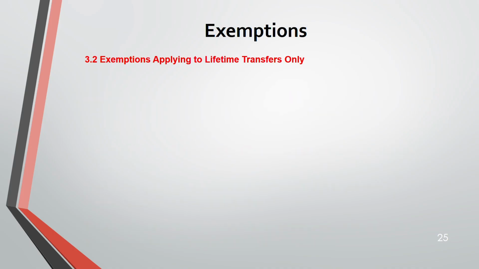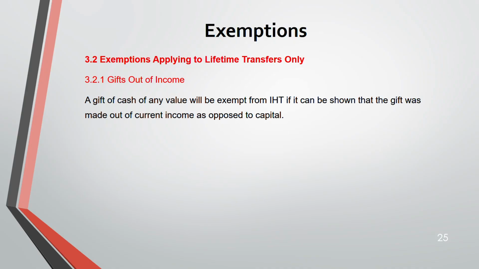Now coming to those exemptions which are applicable only to lifetime transfers, not death. Number one, gifts out of your income. If you are giving cash of any value, it will be exempt from IHT if it can be shown that the gift was made out of your current income as opposed to capital. You are making that gift from your current income, not from your capital. If you can show that, and the value of the cash could be anything, the following conditions have to be satisfied for this exemption to apply.